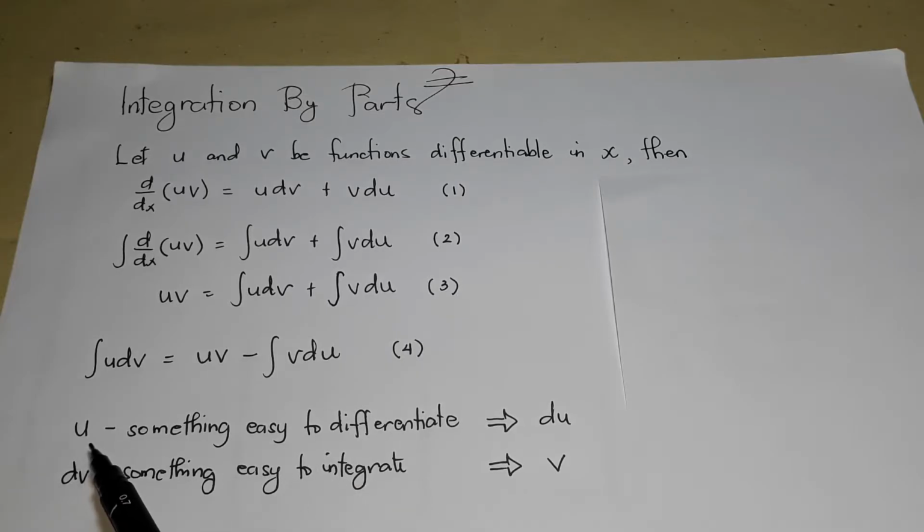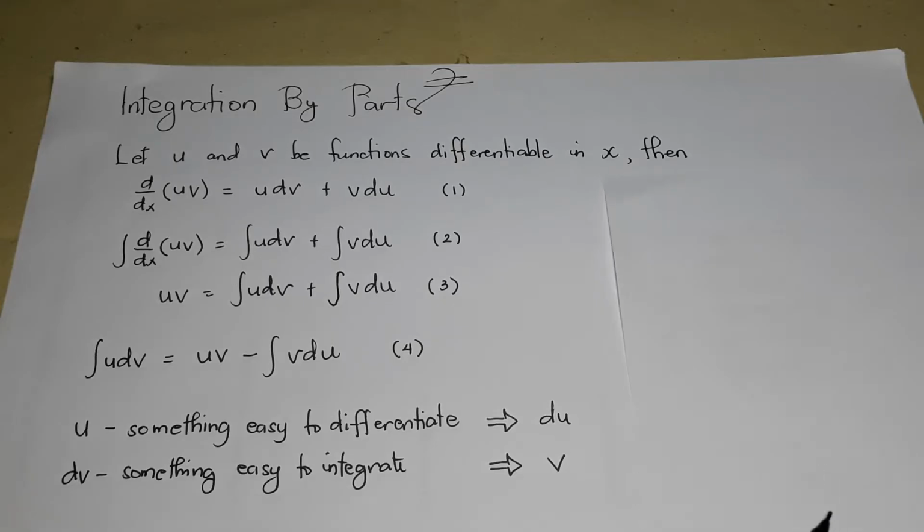From your u, you differentiate to get du, and then you integrate dv to get v. Now, you might ask, what's the best way to identify your u? Is there any guide or technique on how to easily identify which will be your u part?